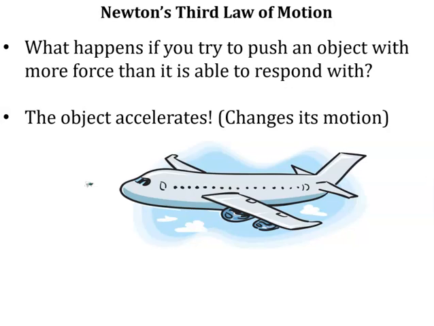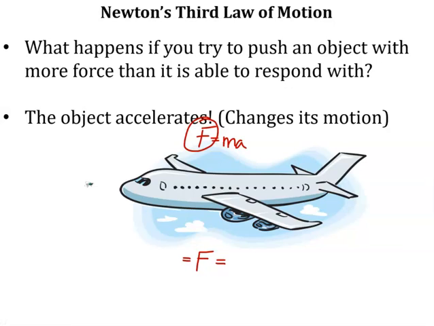So going back to that slide where it talks about what happens when you try to push an object with more force than it's able to respond with. We're saying that the forces are the same. And remember that Newton's second law is force equals mass times acceleration. Well, we're saying that each of these is experiencing the same force, so the force has to be the same. And it's going to equal the mass of the airplane times the airplane's acceleration. It's going to equal the mass of the fly times the fly's acceleration.